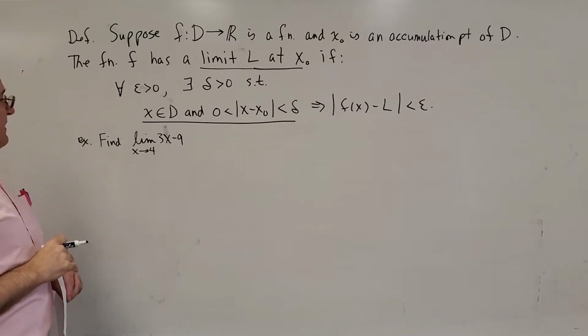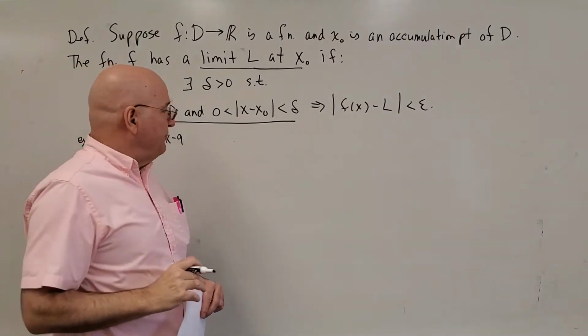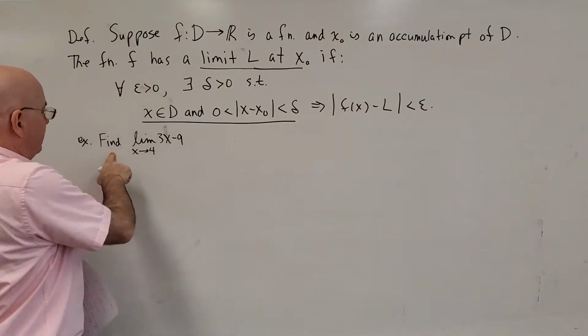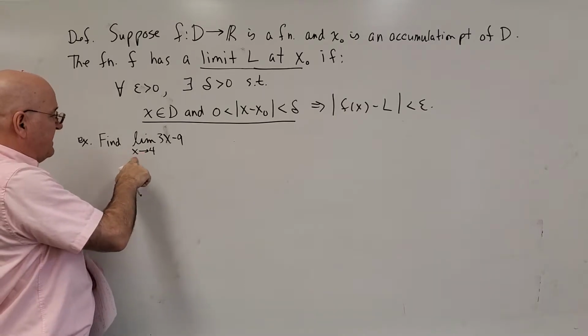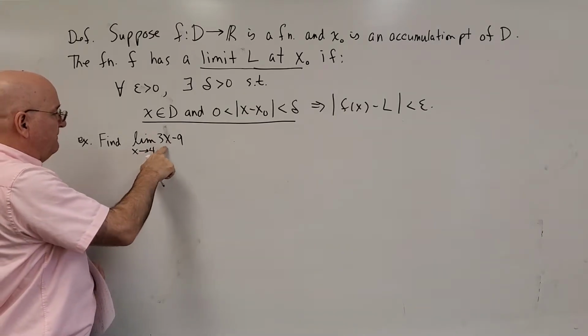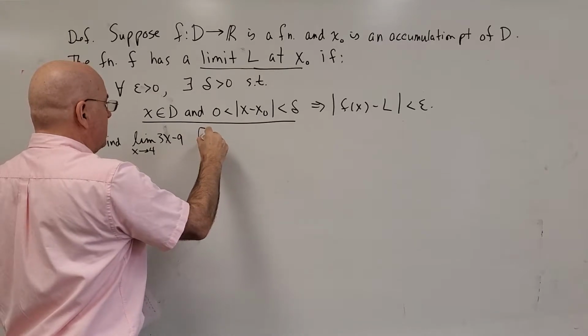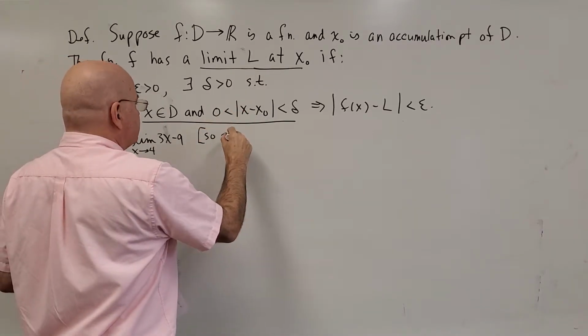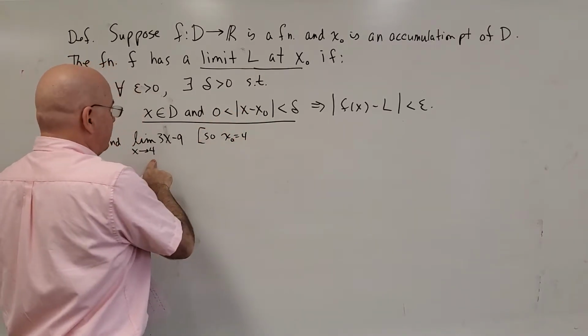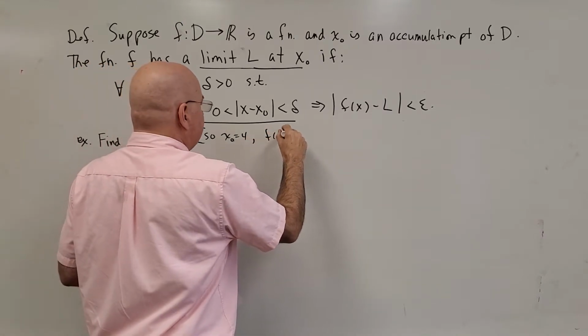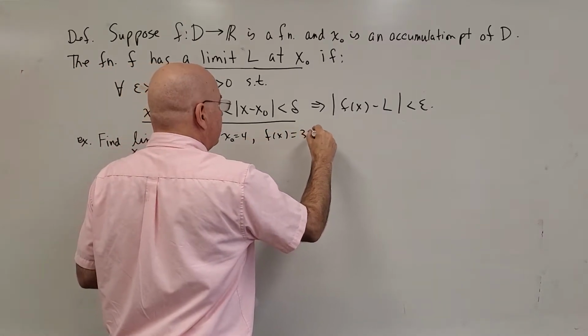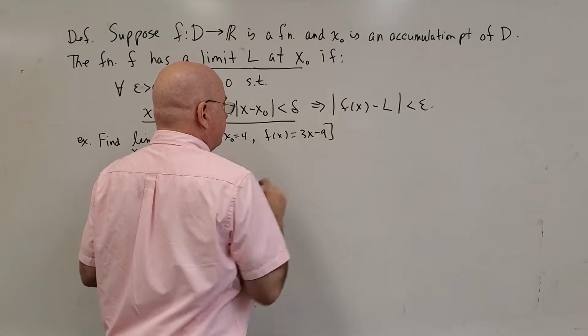Well, let's do a real simple example. We're going to find the limit as x approaches the number 4 of this function. So our x0 is equal to 4 in this case, and our function f of x is 3x minus 9.